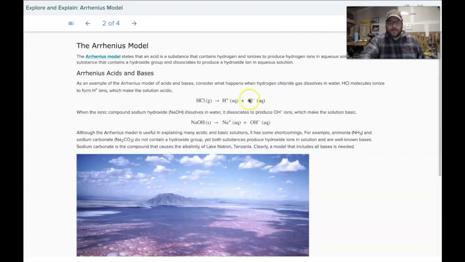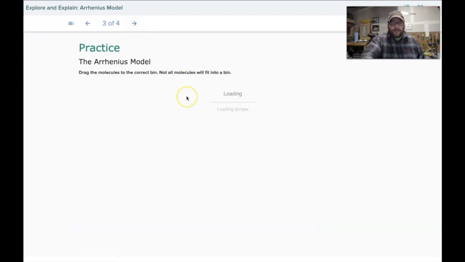If we go back here and look at these 2 equations, we see that here's hydrochloric acid, which clearly has a hydrogen that can break off and form that hydrogen ion. That's going to be an acid. And then sodium hydroxide has an OH group on there, so it's going to break off and form the hydroxide ion, so that's a base. So the Arrhenius definition is real simple. If you got a hydrogen to give up, you're an acid. If you got an OH group to give up, you're a base. Okay, let's practice that a little bit here.